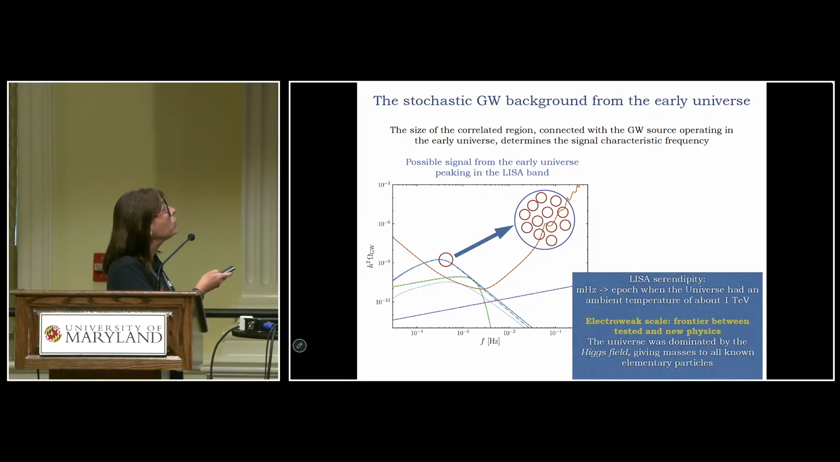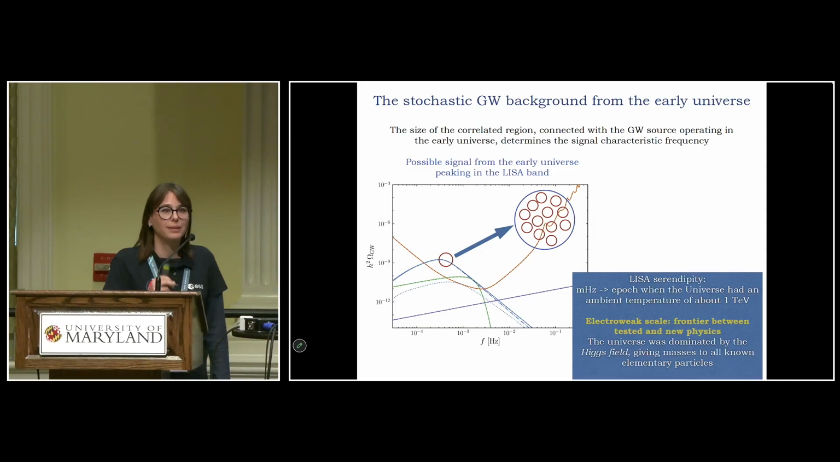And the amazing serendipity of LISA is that this millihertz frequency band, in which it is the most sensitive, corresponds to an epoch when the universe had an ambient temperature of about 1 tera-electron-volt. And this is exactly the energy threshold that is the frontier between tested physics at colliders and new physics that we don't know what it is beyond the standard model of particle physics. At that time, the universe was dominated by the X field, which was performing its symmetry breaking and giving masses to all known elementary particles. So it is a serendipity that this millihertz region corresponds to this very interesting epoch in the early universe, which is really a frontier of our knowledge today.